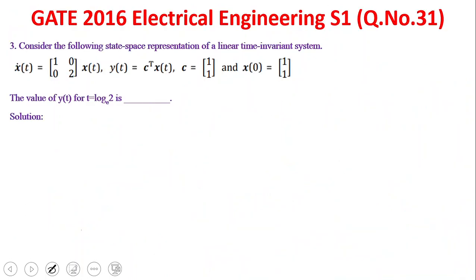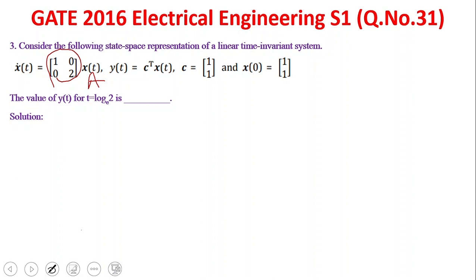Now, almost a similar question. It has appeared in GATE 2016 Electrical Engineering Set 1 question paper. What is asked is y of t at t equal to logarithm 2 base e, that is natural logarithm of 2. So how do we have to do it? Same method. First we know the matrix A. This matrix C is known. X of 0 is known.